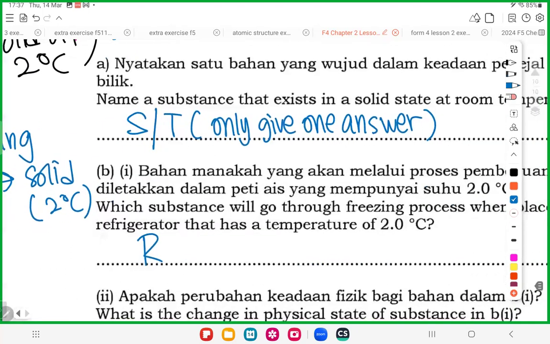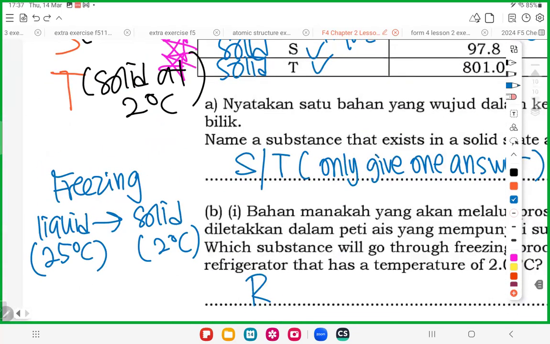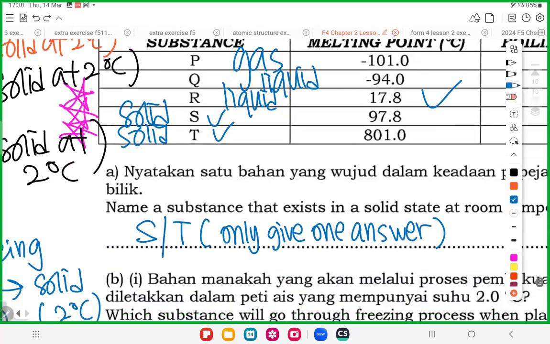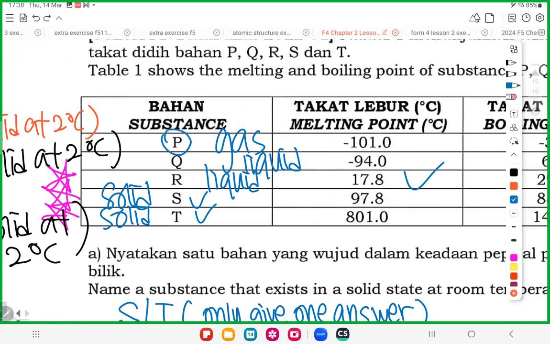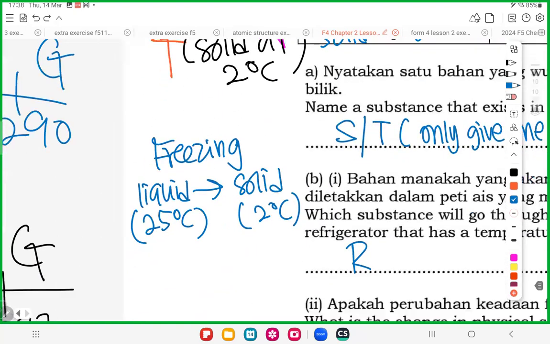So now can we check among the 5 substances here, who is liquid at 25 degrees Celsius in the first place? Just now, we did it in the previous question. Substance P is gas at room temperature. Substance Q is liquid at room temperature. Substance R is liquid at room temperature. Substance S is solid at room temperature. Substance T is solid at room temperature. So we are only looking at liquid. So the answer may be Q and R. Then only we check.